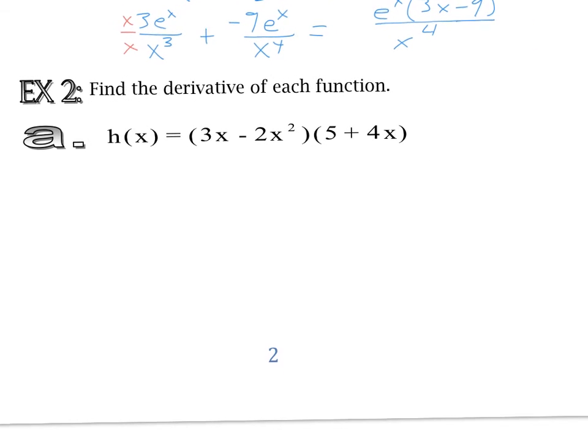So here's an example of one where you have an option here. You could multiply these things together and then take the derivative, or you could do the product rule. I honestly think multiplying together first and then taking the derivative is the easiest. I'm going to do that first. So let's see here. I'm going to put this as 3x, this is negative 2x squared.